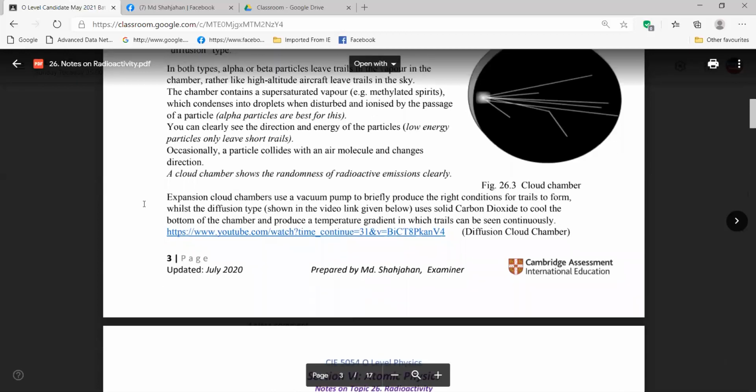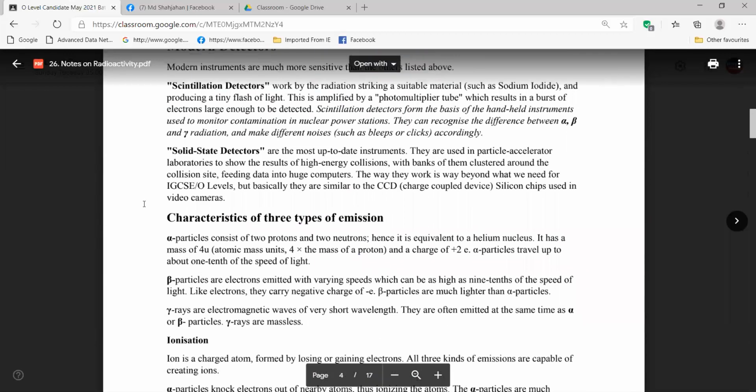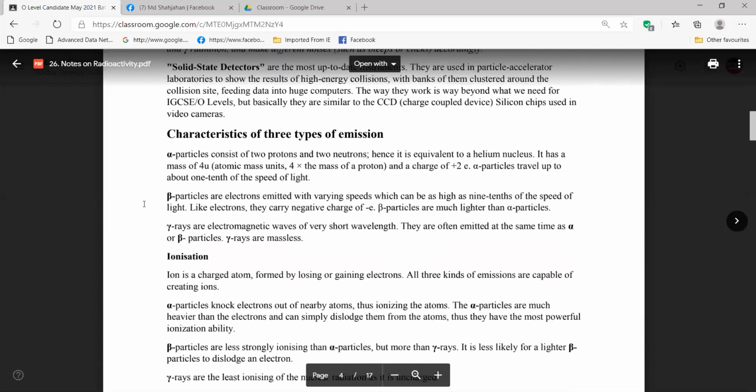Now we can see characteristics of three types of emissions. We have alpha, beta particles, and we have gamma radiations. So we have three types of emissions. Two emissions are particle type emissions. Another one is like electromagnetic radiation.